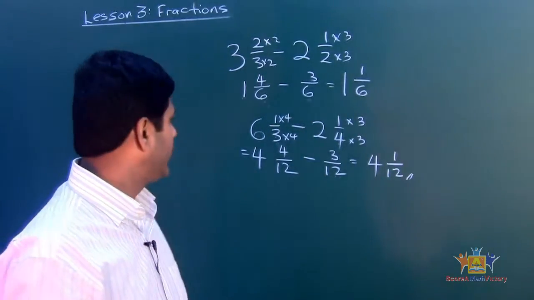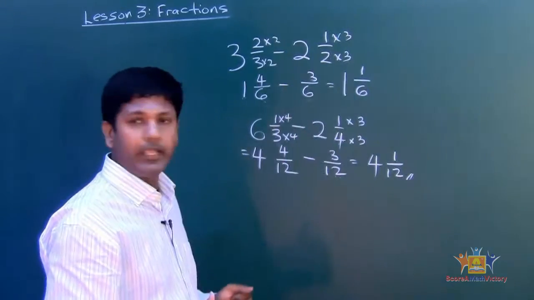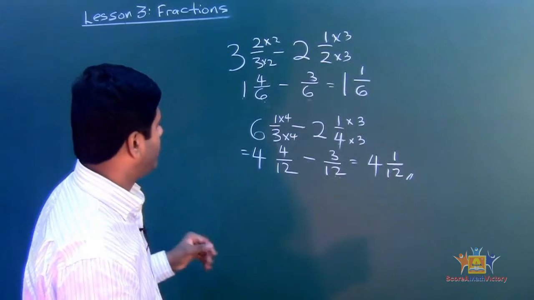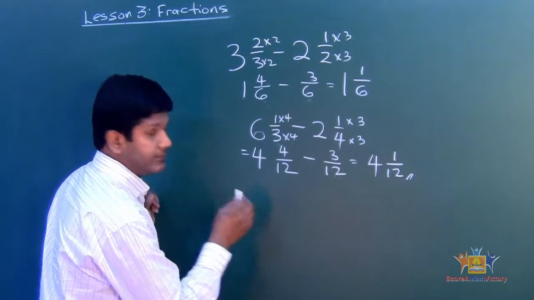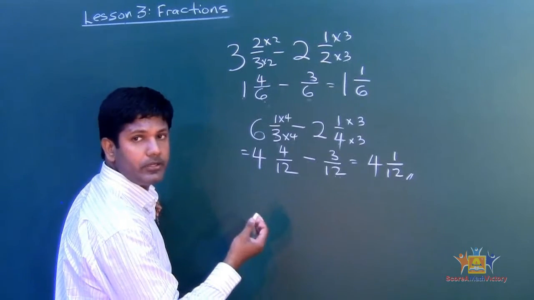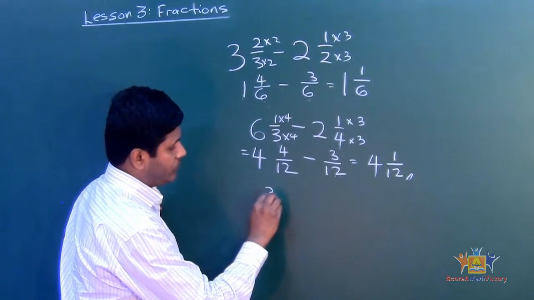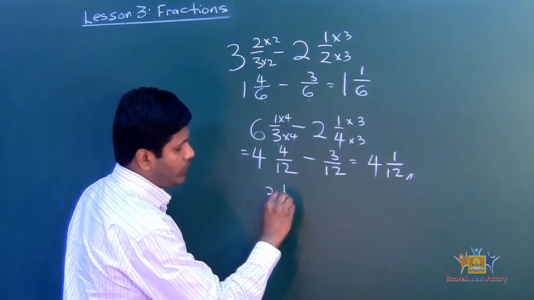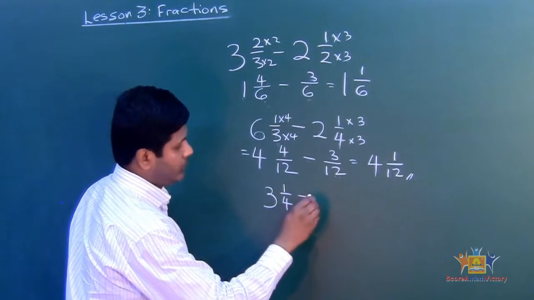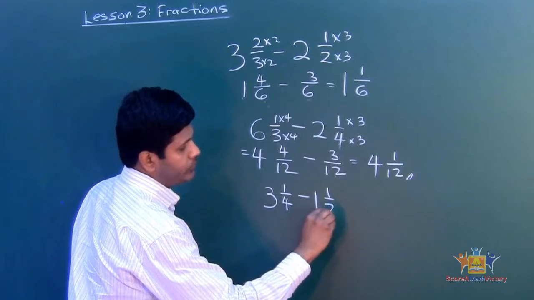Pretty easy, isn't it? Very straightforward. Okay, good. Now let's say, for example, if I were to give you something like this. This is a bit challenging one. I want you to pay attention to this one. Let's say, for example, I give you 3 1 over 4 minus 1 1 over 2.